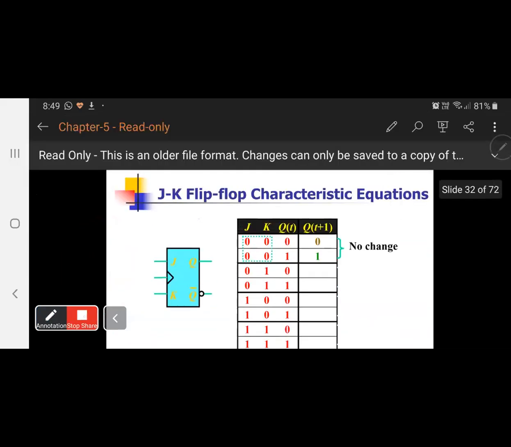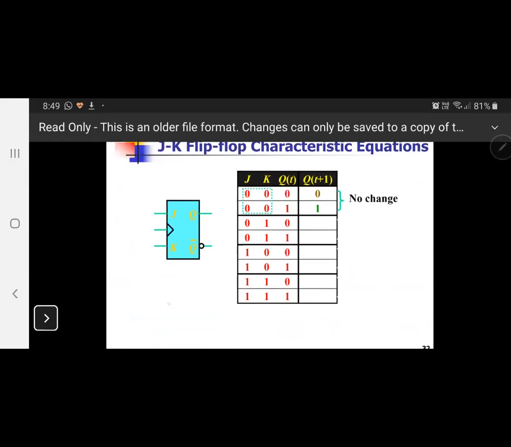Now, whatever table we drew for the SR, we need to draw the same table and equation for JK also, for D also, and one more flip-flop is left, which is called T. So we need to draw everything for all. Let's draw the characteristic table for JK. Here we have J and K, this is Q(t), this is Q(t+1).